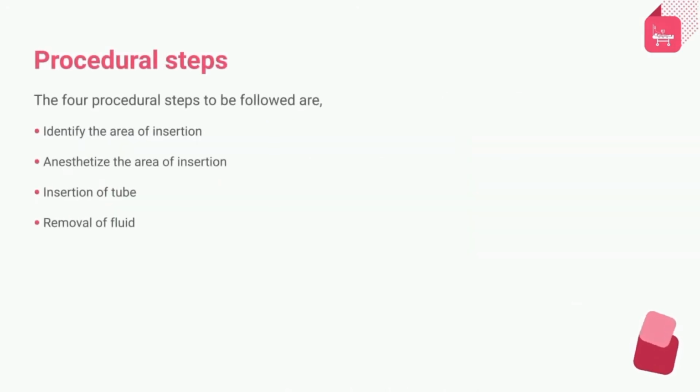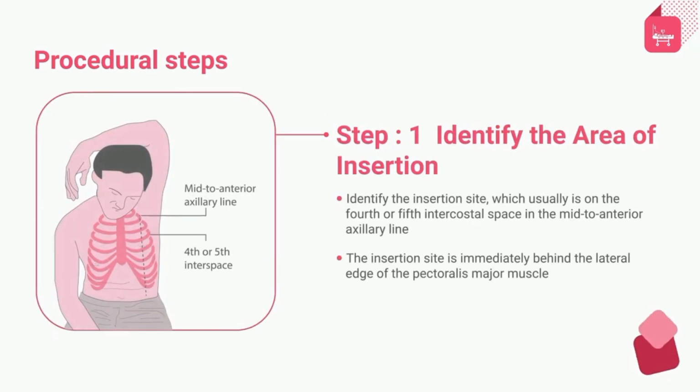There are 4 procedural steps to be followed, where step 1 is identifying the area of insertion, step 2 is anesthetizing the insertion area, followed by step 3, which is the insertion of the tube, and step 4 includes removal of the fluid.